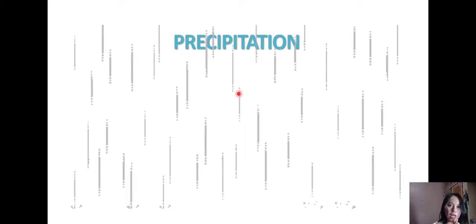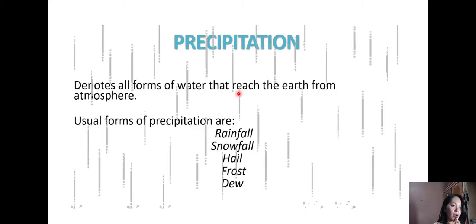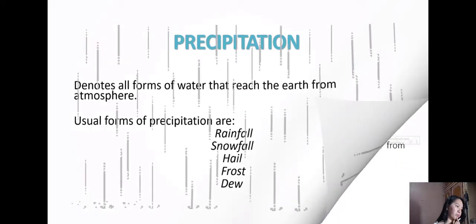Before we proceed to the main discussion of this report, first we must look back at the previous discussion from the first group, which tackled precipitation. Here is a brief definition of precipitation. It denotes all forms of water that reach the earth from the atmosphere. The usual forms of precipitation are rainfall, snowfall, hail, frost, and dew.